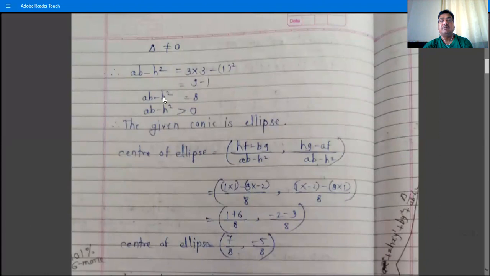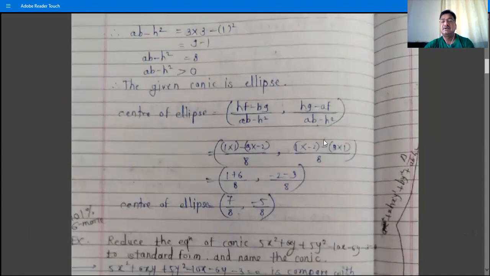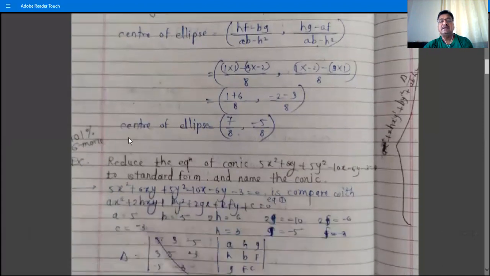So write directly the value of AB minus H square, it is 8, okay, and then this HG, 1 into minus 2, minus A into F, A is 3, F is 1, so we have 1 minus minus plus 6, and this is minus 2 minus 3. So the center of the ellipse is 7 by 8 comma minus 5 by 8. So this is the center of the ellipse.